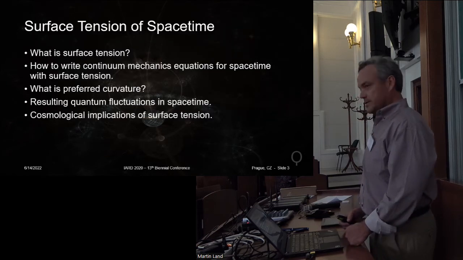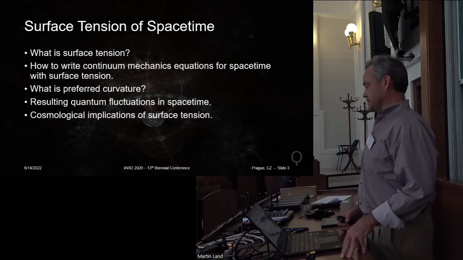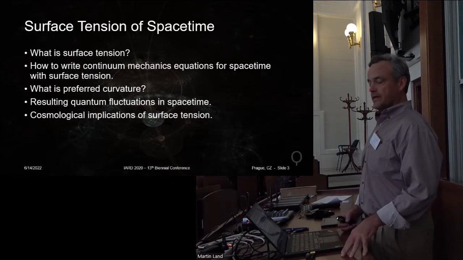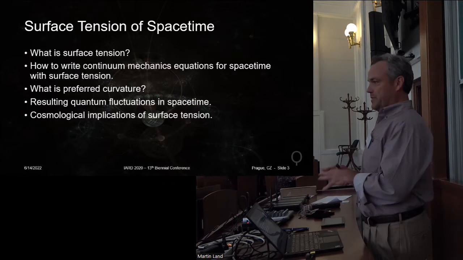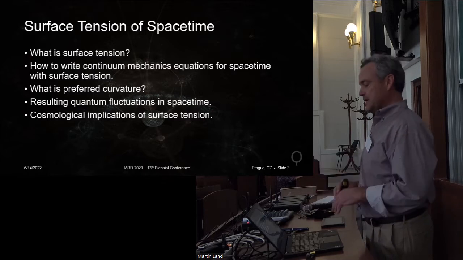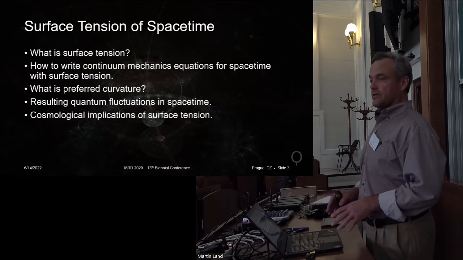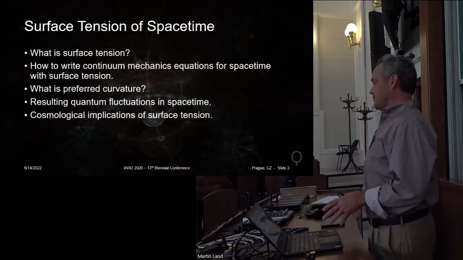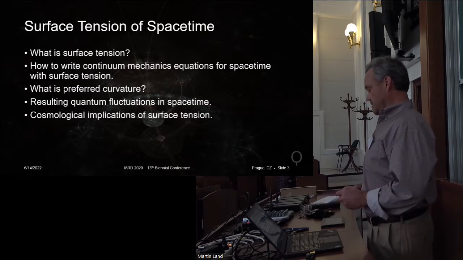So in this lecture, I'm going to give you a background of what surface tension is and try to prove to you that space-time does in fact have surface tension. Then we're going to use continuum mechanics to write equations that govern the movement of space-time, its reconfiguration. Then I'm going to introduce something new today called preferred curvature, and then show you the resulting quantum fluctuations. Then we're going to talk about cosmological implications, and hopefully I won't run over.